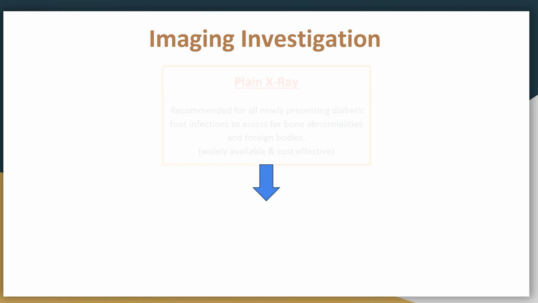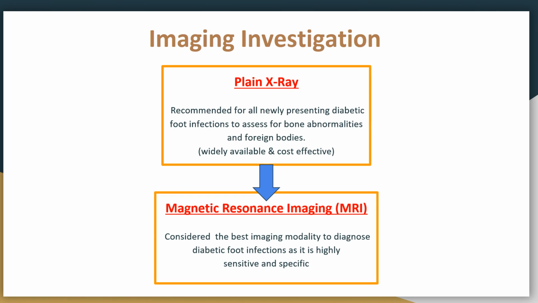Imaging investigation is especially helpful when seeking evidence of underlying osteomyelitis, which is often difficult to diagnose and treat. For imaging investigation, plain X-ray is recommended for all patients presenting with a new diabetic foot infection to assess for bone abnormalities and foreign bodies. Magnetic resonance imaging, also known as MRI, is considered the best imaging modality to diagnose diabetic foot infection, as it is highly sensitive and specific.